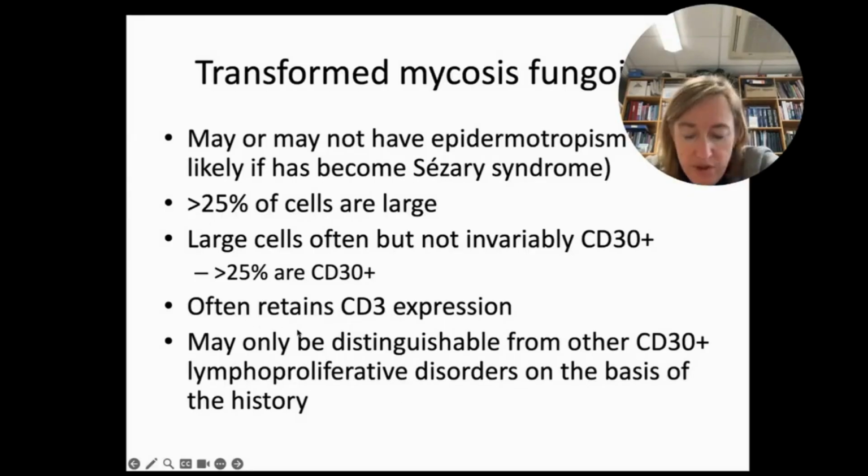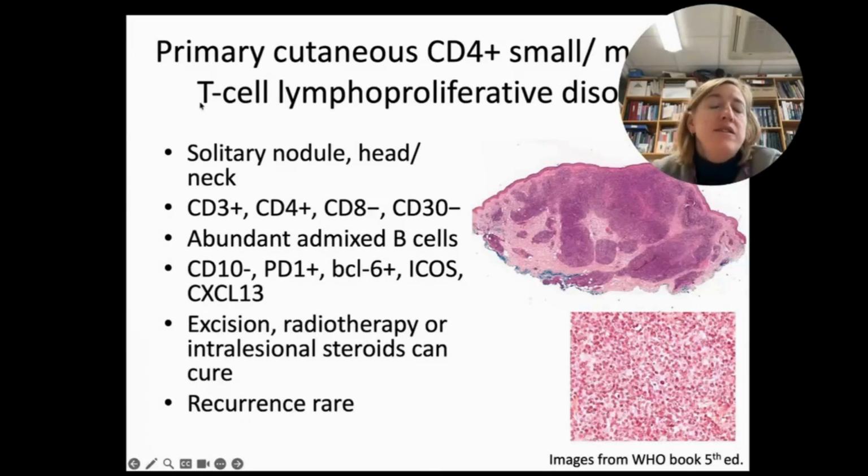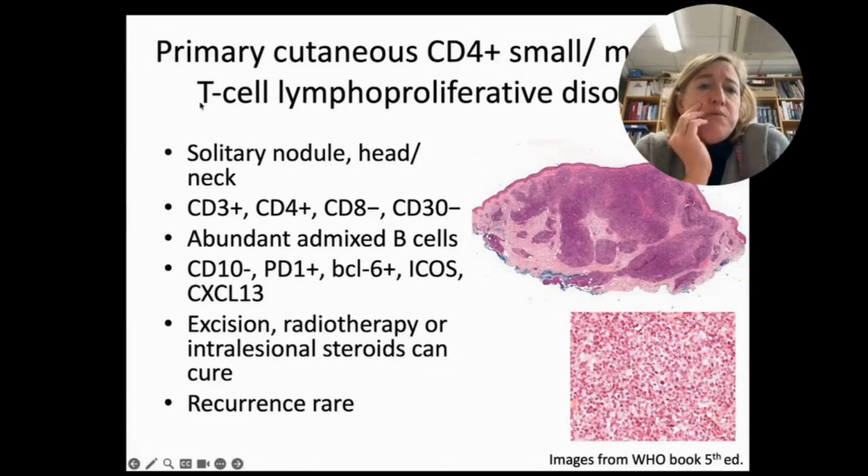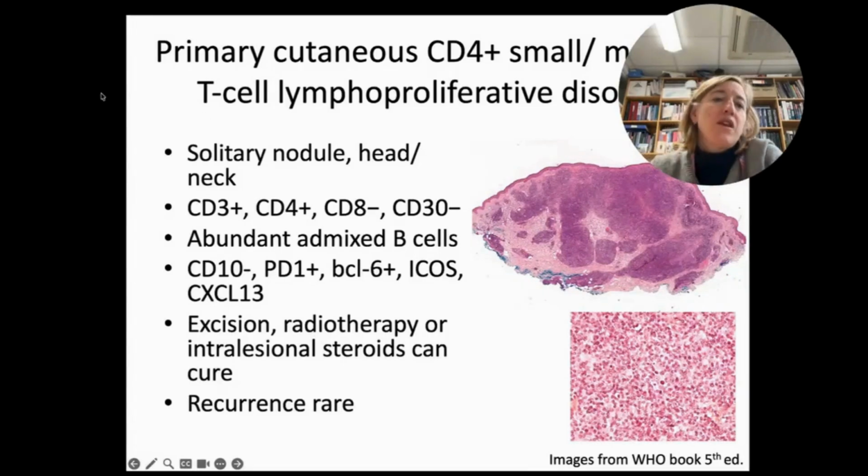So I've got 2 or 3 others and then I will stop. This is a nice little almost spot diagnosis of primary cutaneous CD4 positive small/medium T-cell lymphoproliferative disorder. Quite a mouthful. This is nice because it has a really good prognosis, and if you get it right, the patient is probably cured. It occurs as a solitary nodule on the head and neck, and it's got CD4 T cells in it, which is small or medium in size, as you can see here. It's often got this nodular architecture, by the way.